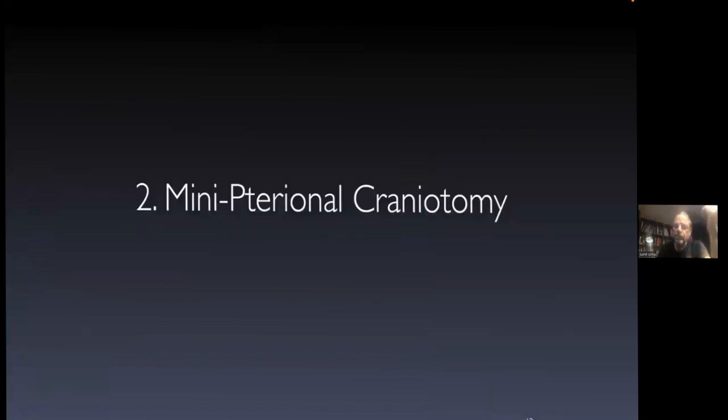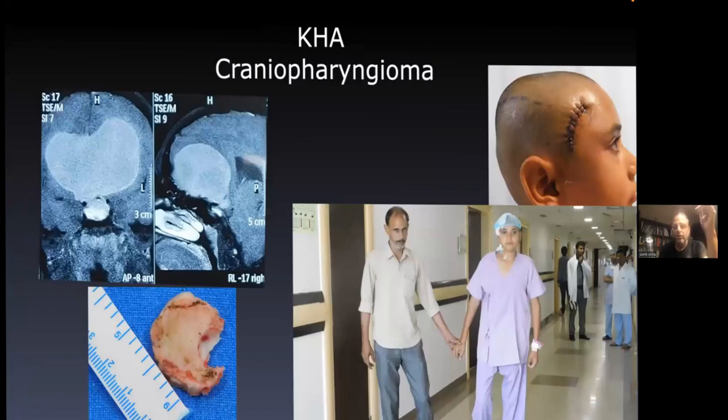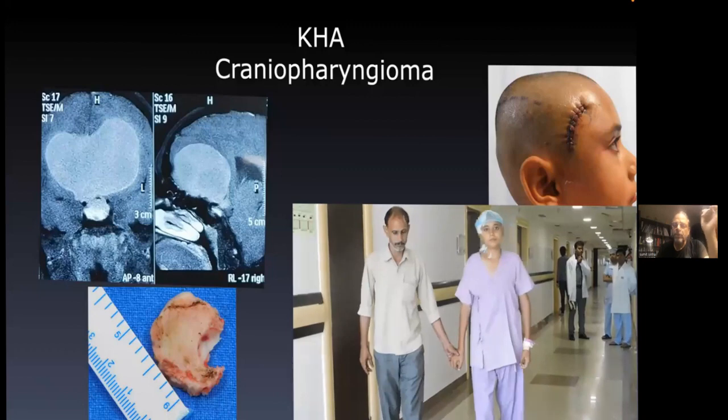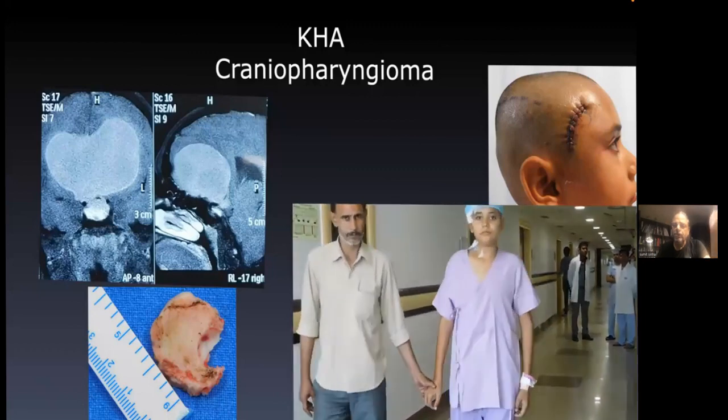Another example, mini pterional craniotomy. It's a 3 or 4 centimeter skin incision, 3 centimeter craniotomy. You can see the size, 2 centimeter, of this massive solid cystic craniopharyngioma, and this is what it looks like after the removal of the tumor tissue, 2 or 3 days after the surgery.